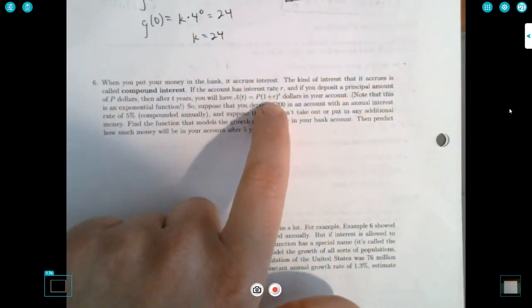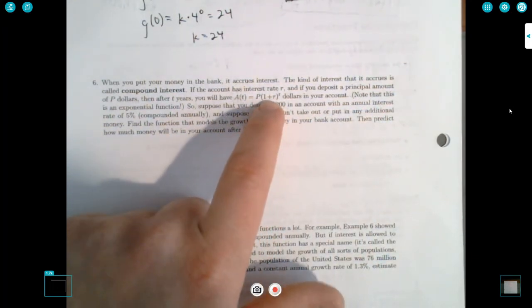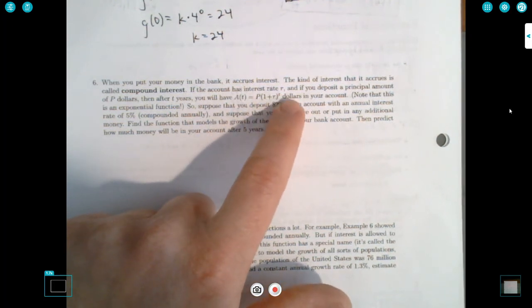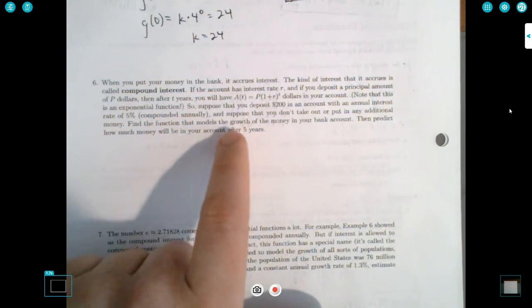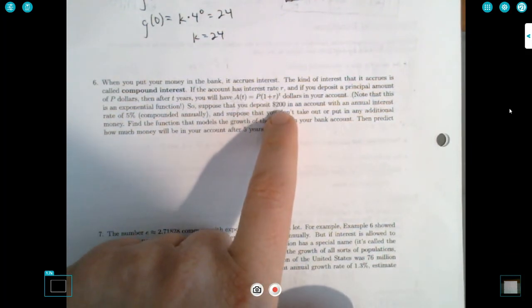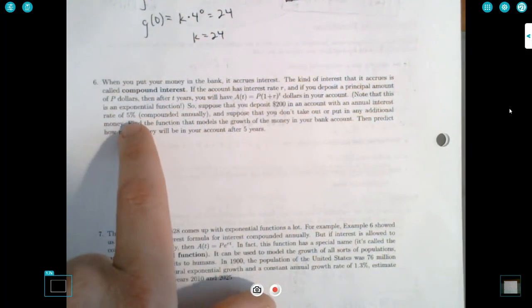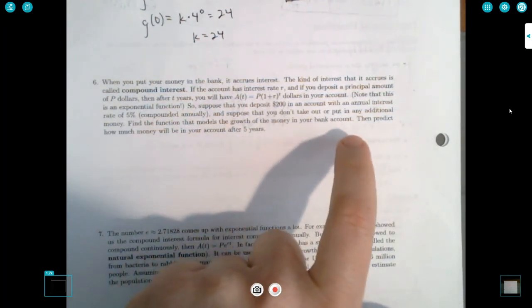Note that this is an exponential function. You have some base raised to some exponent times some starting point. So suppose that you deposit $200 in an account with an annual interest rate of 5% compounded annually, and suppose that you don't take out or put in any additional money. Find the function that models the growth of the money in your bank account. Then predict how much money will be in your account after 5 years.